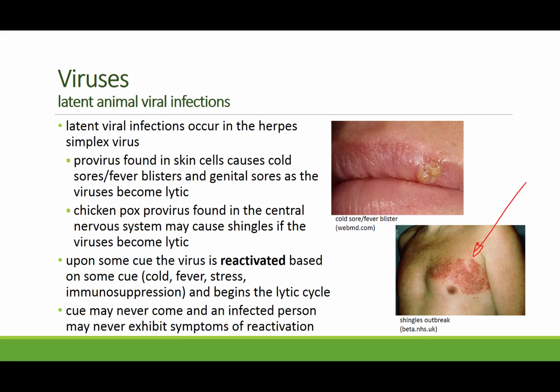So it requires, though, some cue for the virus to be reactivated. And as I said, it could be having a cold or a fever or stress or immunosuppression of some sort, and it can start that lytic cycle. And the cue may never come, and that infected person may never, ever exhibit the symptoms of reactivation of the virus.